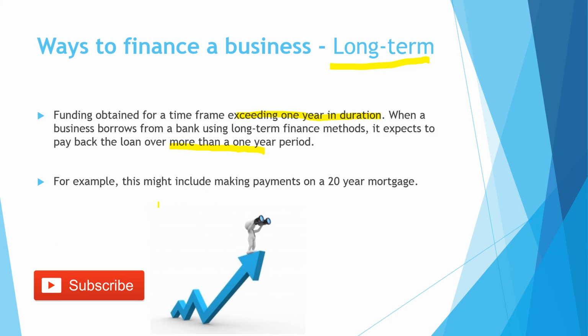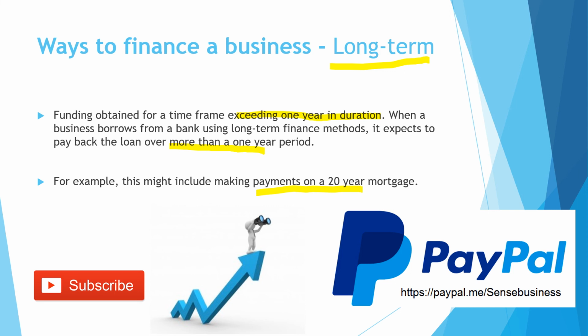For example, this might include making a payment on a 20-year mortgage. So if you bought premises for your business, you obviously have a mortgage. So you'll be paying a regular mortgage for the next 20 years. So that would be your long-term business finance.